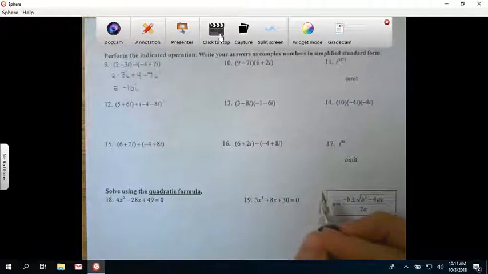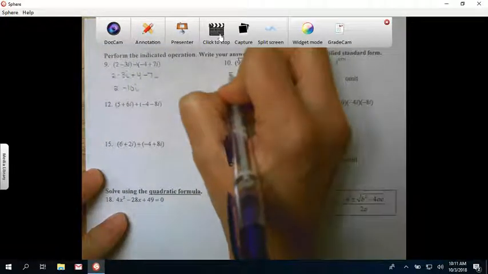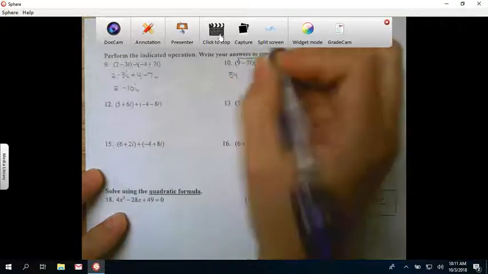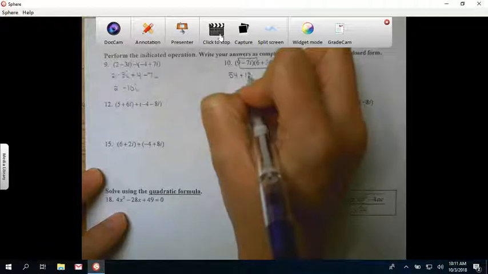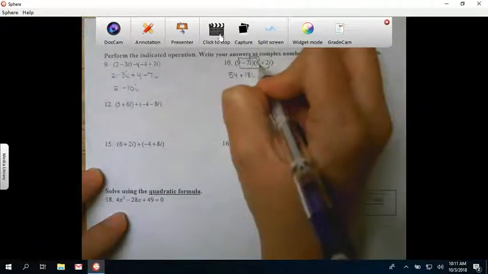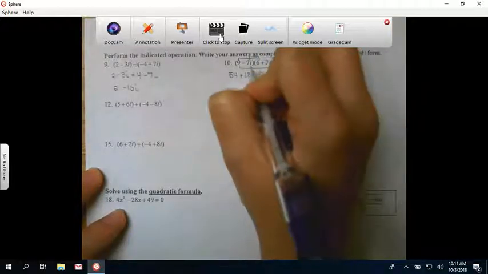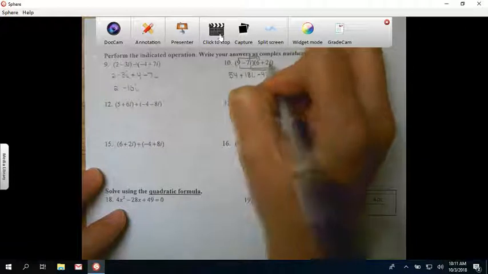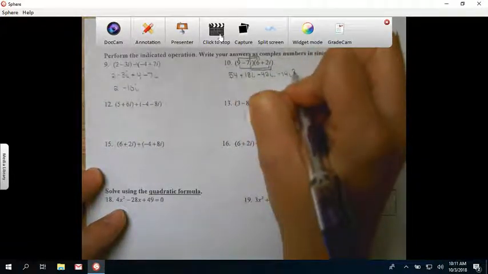Okay. Multiplication, we are going to FOIL. So 9 times 6 gives me 54. 9 times a positive 2i is going to give me 18i. -7 times 6 is going to give me a -42i. And then I have a -7i times a positive 2i, so 14i squared.